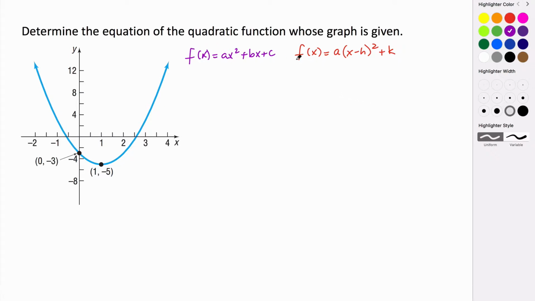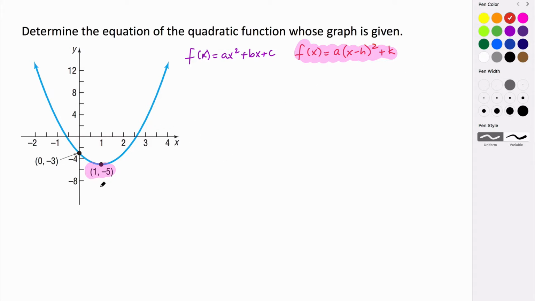Now, the version that we're going to use really depends on what we're given in our graph. So in this function, we're given the vertex, right? We're given the value of our vertex. So it probably will be easiest to write our equation in vertex form, because the only thing that we have to find is this value of a here. Because we know the vertex, we only really have to find that value of a in our function. So I'm going to use vertex form to write our equation for this graph.